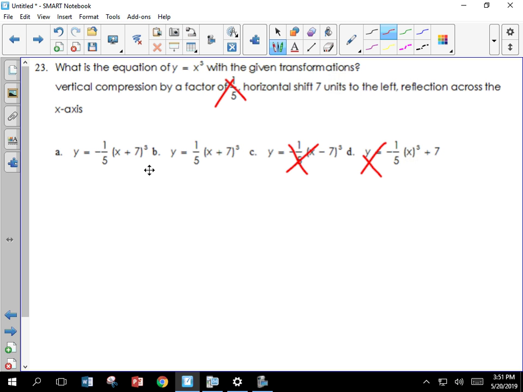Reflection. What makes it reflect? We just talked about this. The negative in the very, very front makes it flip. A.